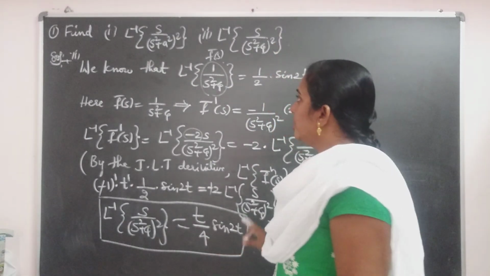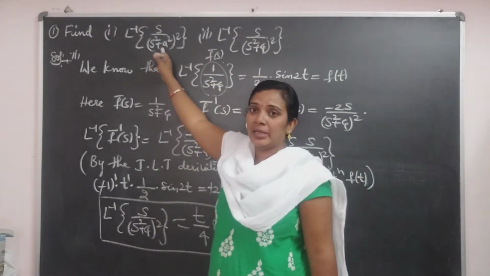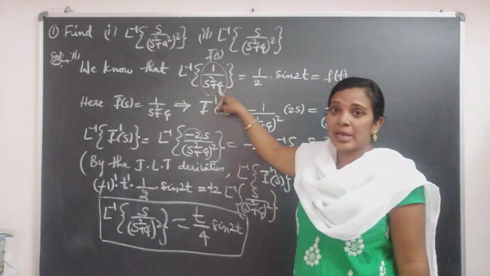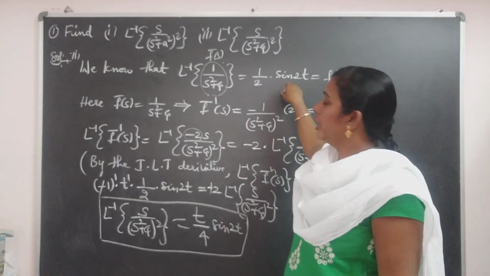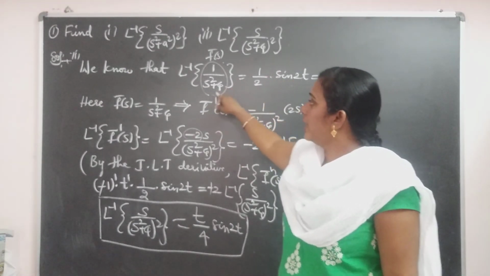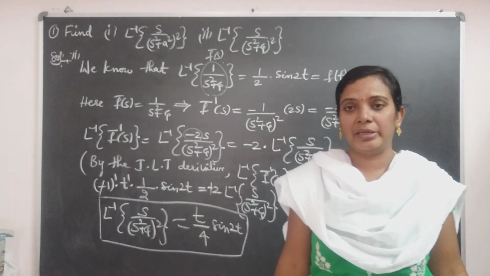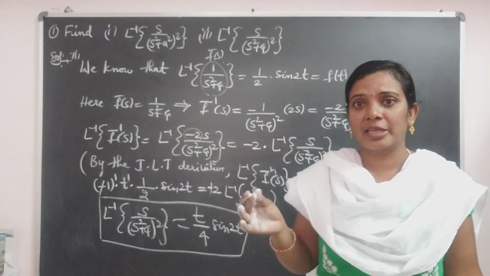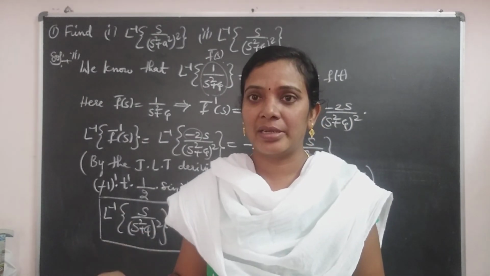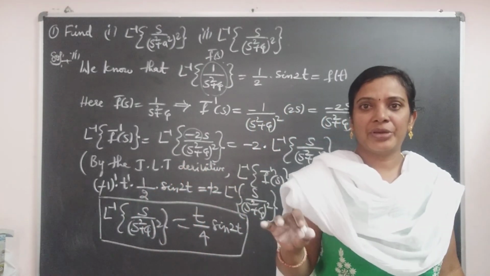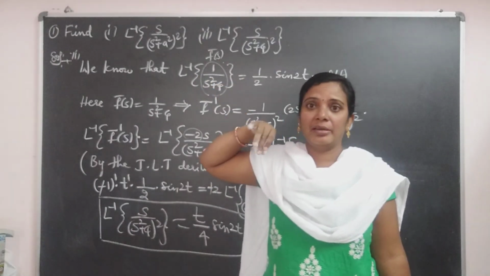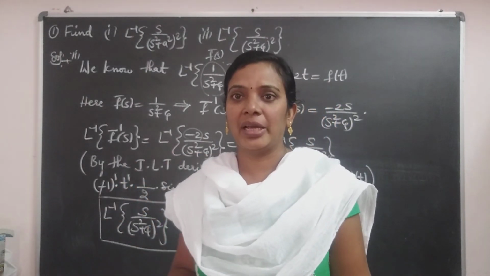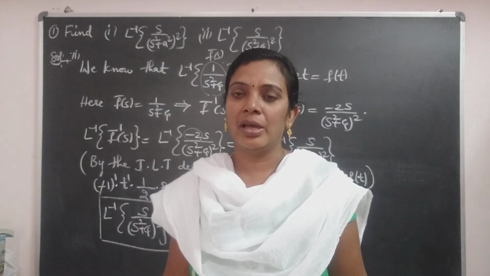The main thing you have to remember: if the denominator part is in whole square form, then simply take what is suitable in the form of 1 by (s^2 + a^2), and take that value. If it is minus, you can take sinh at. And derivative on both sides. If the denominator has a whole square, then we are applying the derivative of Laplace transform or inverse Laplace transform. If it is L, then you can take the derivative of Laplace transform. If it is L inverse, then we can apply the L inverse. Both are related to one another. Okay. Thank you.